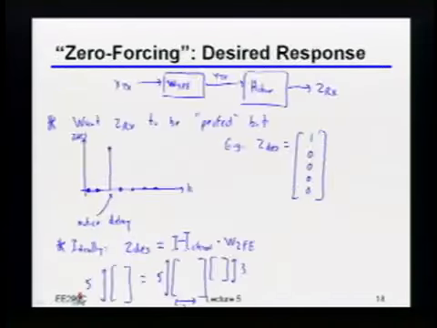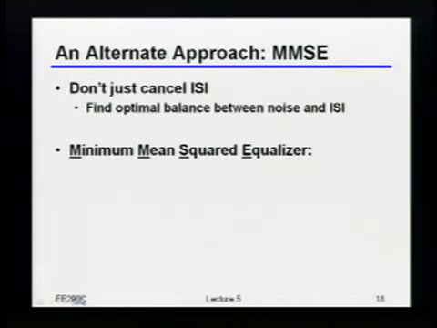So what this new equalizer, this MMSE, is essentially doing is saying, why don't you find the right balance between the noise and the ISI? Okay, so in other words, why don't you minimize the overall mean squared error, including the fact that there's actually noise in the channel? Okay?